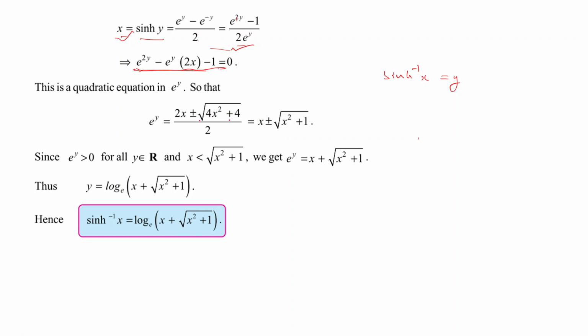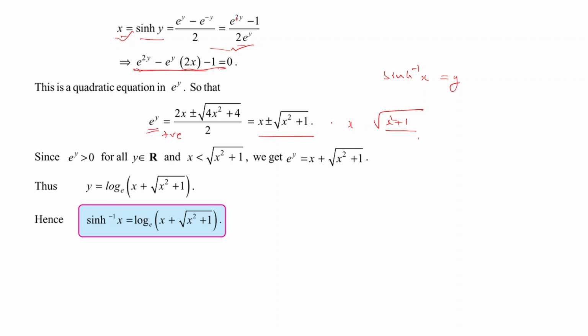Now, e power y, or e power anything, is always a positive number, right? So this has to be positive. If you see x and under root x square plus 1, which is greater? Under root x square plus 1 should be greater. First of all, x square is positive and you are adding something.